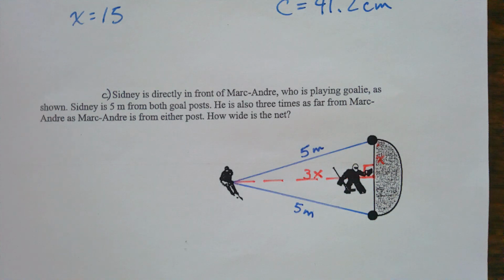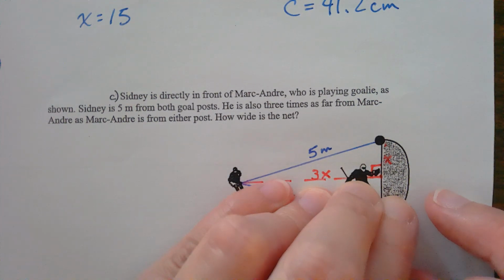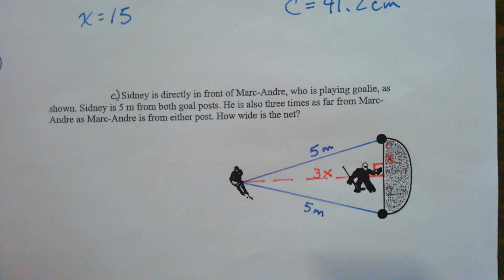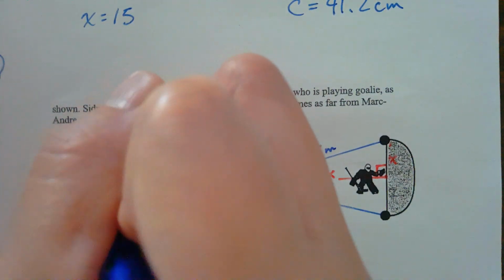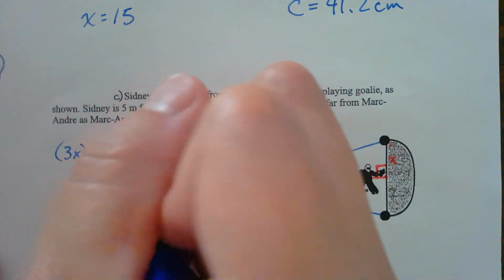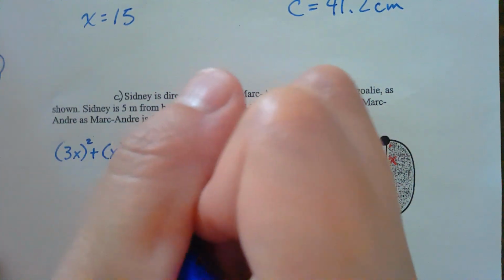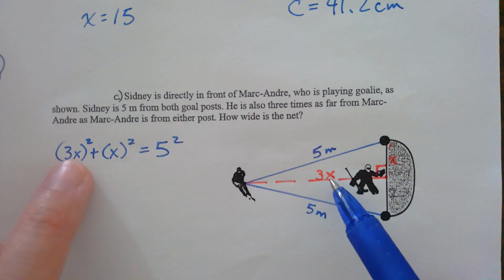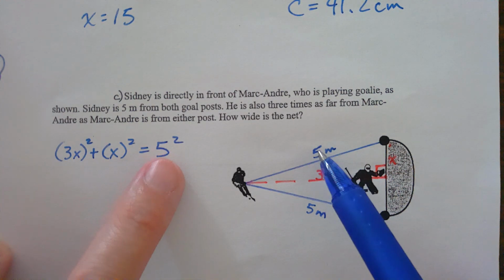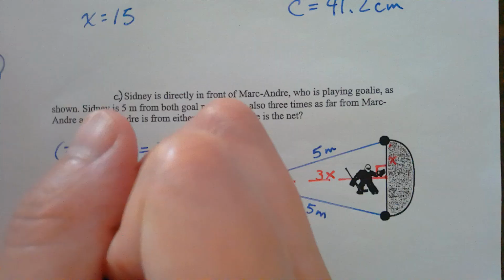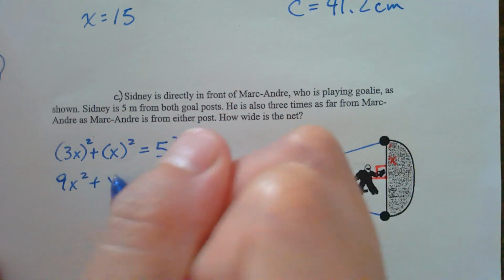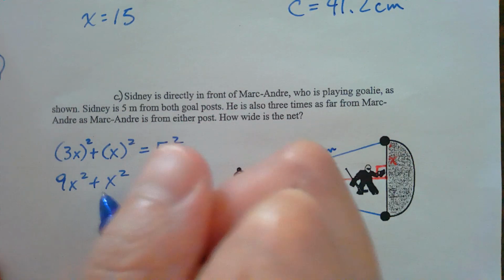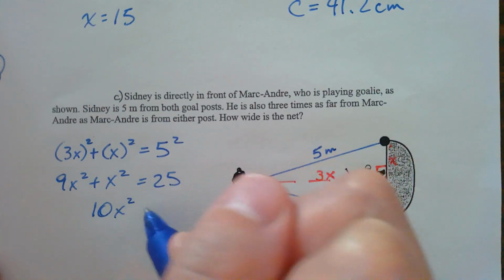Okay. So how wide is the net? So that means right angle triangle. I'm doing Pythagorean theorem, just looking at this right here. So those are my connections. So 3x squared plus x squared equals 5 squared, right? This length squared plus this length squared equal this length squared. So I get 9x squared plus x squared equals 25. Add it, so I get 10x squared equals 25.